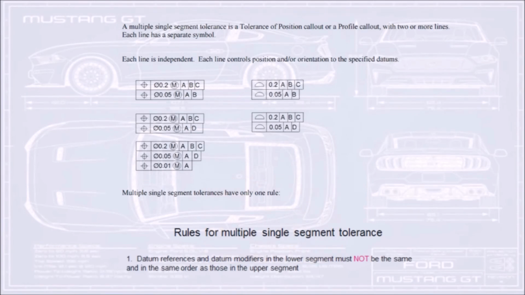A multiple single-segment tolerance is a tolerance of position callout or a profile callout with two or more lines. Each line has a separate symbol. Each line is independent. Each line controls position and/or orientation to the specified datums. Multiple single-segment tolerances have only one rule. Rule for multiple single-segment tolerance: datum references and datum modifiers in the lower segment must not be the same, and in the same order, as those in the upper segment.